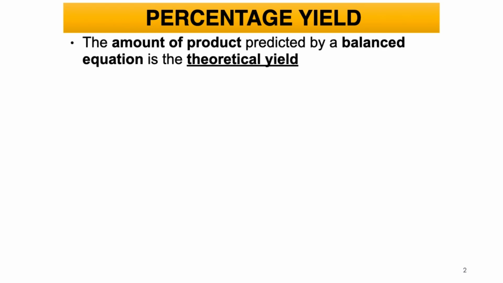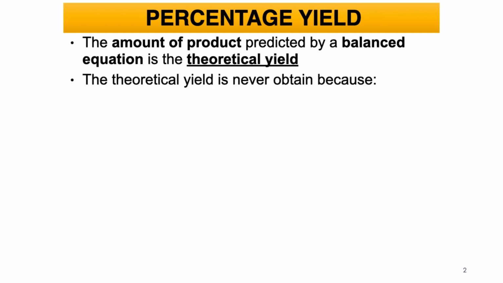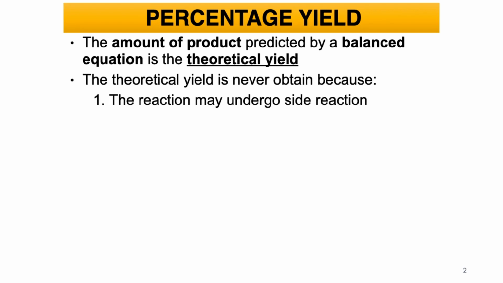The amount of the product predicted by a balanced equation is the theoretical yield. In other words, the amount of the product calculated from the stoichiometry is the theoretical yield. The theoretical yield is never obtained because, first, the reaction may undergo side reactions.